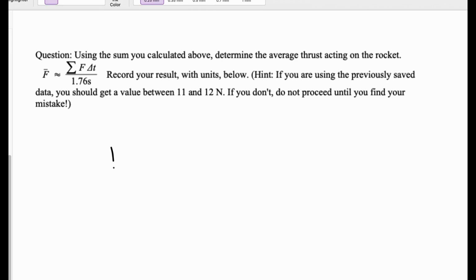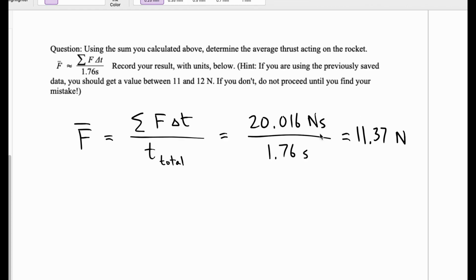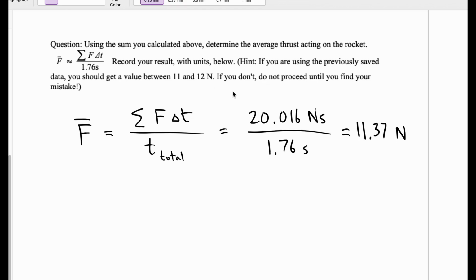Okay, so all we have to do is take our value from above, and then we'll divide by the total time. So that's going to be 20.016 newton seconds divided by 1.76 seconds. Okay. I get 11.373. Newton seconds divided by seconds makes newtons, which is an average force. We want a value between 11 and 12. Okay, so we're good to go.